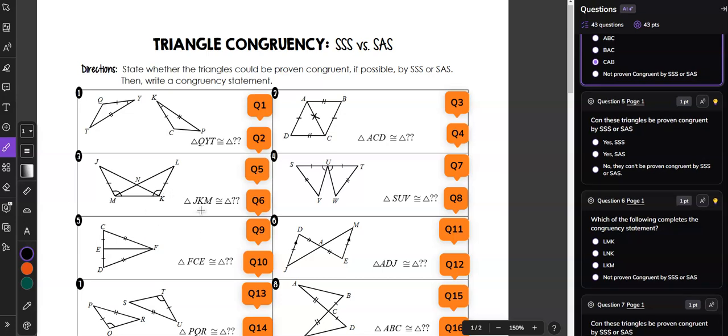All right, number 3. It says, can we prove it? Now, this one's a little weird, but what we want to do is mark that MK is congruent to itself. Okay, so JKM and MLK, these are the 2 triangles we're looking at. So JM and LK are congruent. Angle LKM and angle JMK are congruent. And then MK is congruent to itself. So this is side angle side.